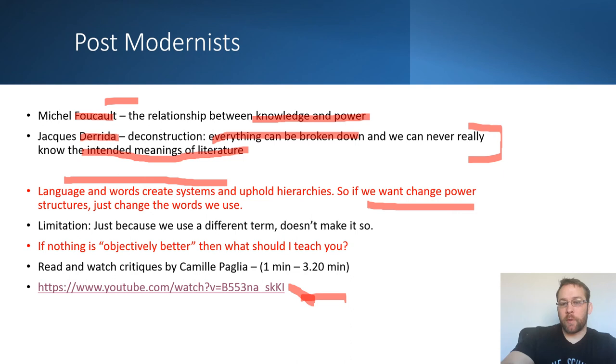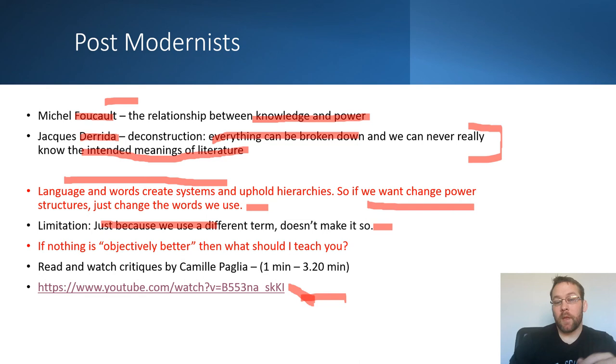This is true, right, to a point, but when you deconstruct words so much, eventually you get to this place where words don't have any meanings. Words to me mean different things than words mean to you, right? The limitation is that just because we use different terms, it doesn't mean that the objective world around us changes, right? True postmodernists think that if we change the language enough, we can change the nature of reality, right? Just change all the language you use, and now we change the reality outside of us, right?